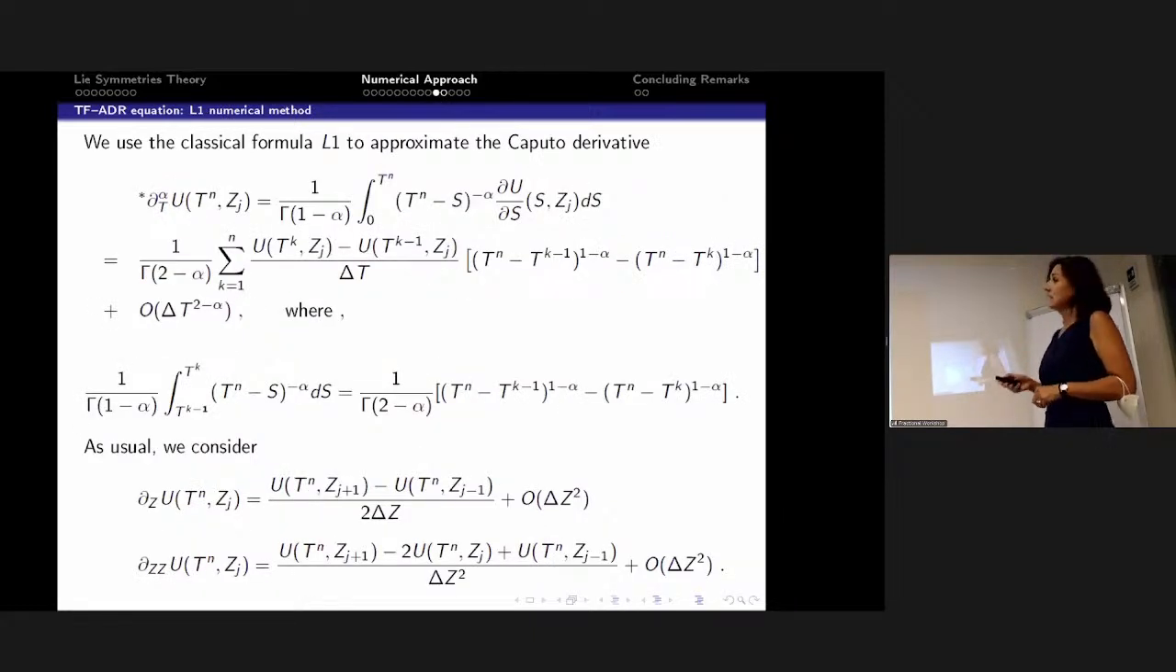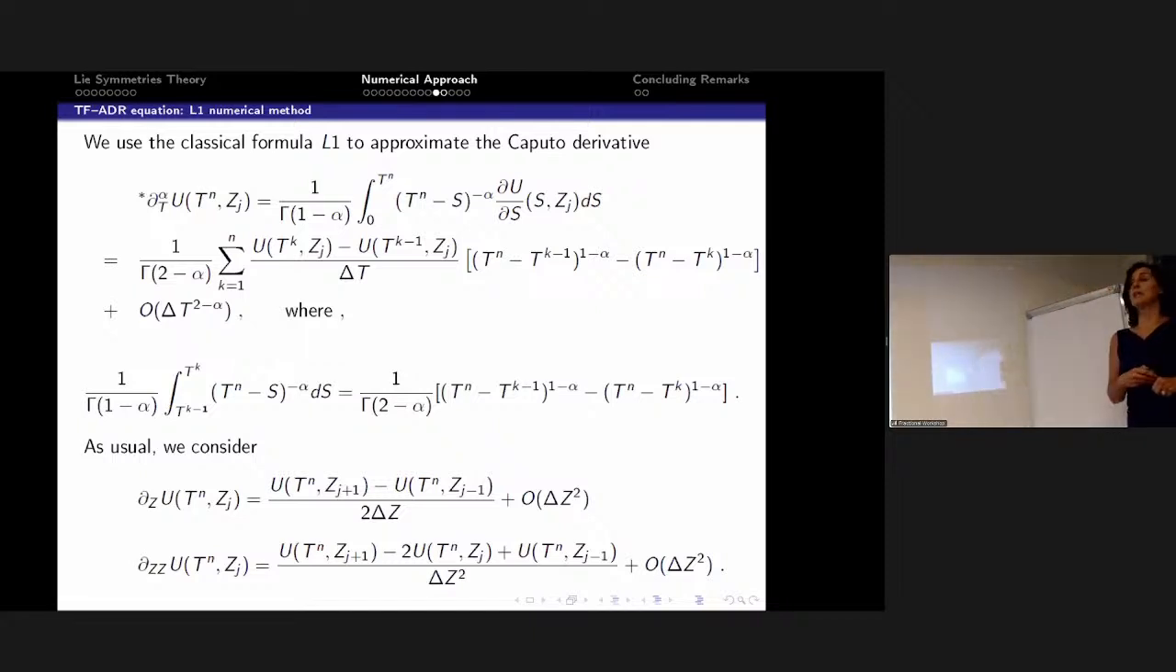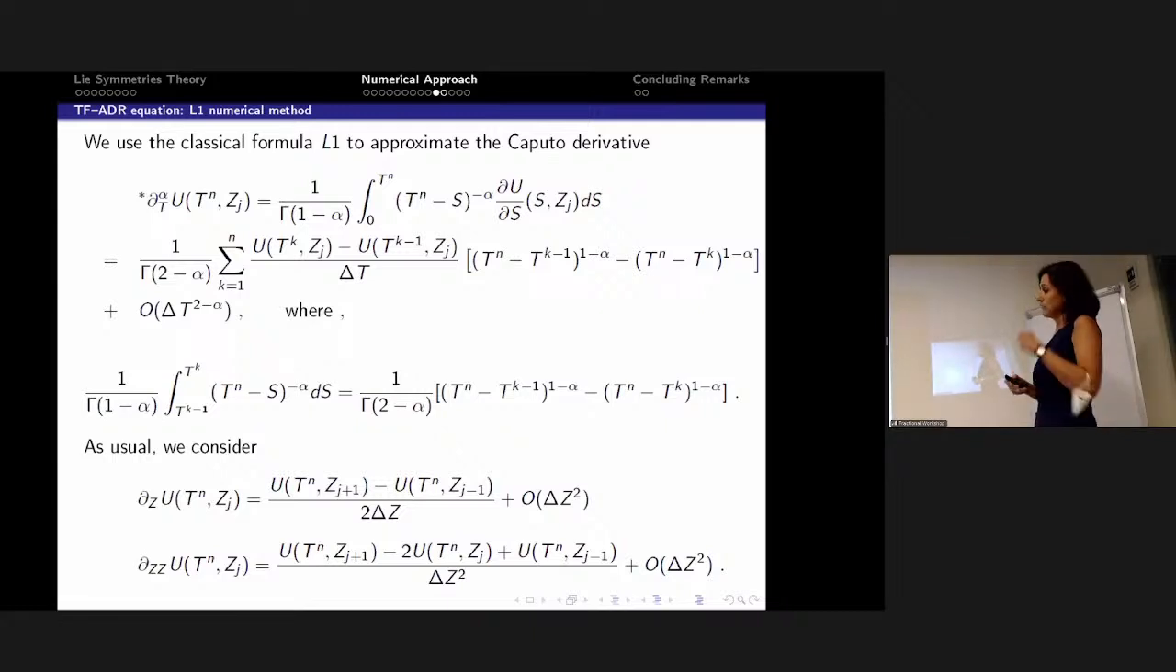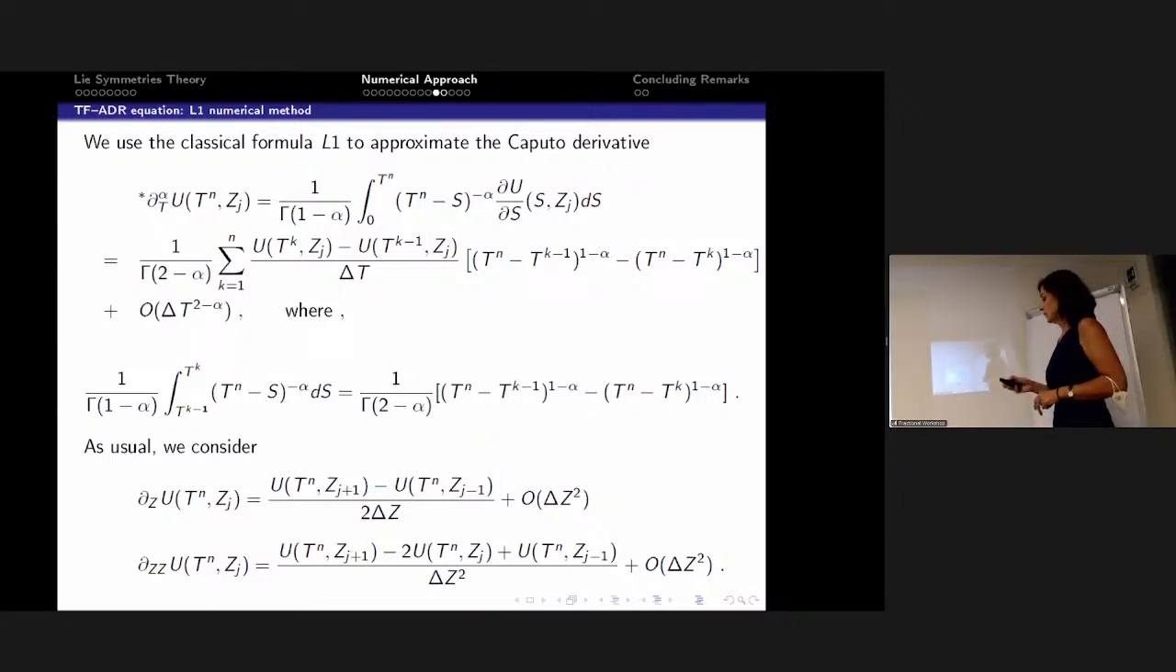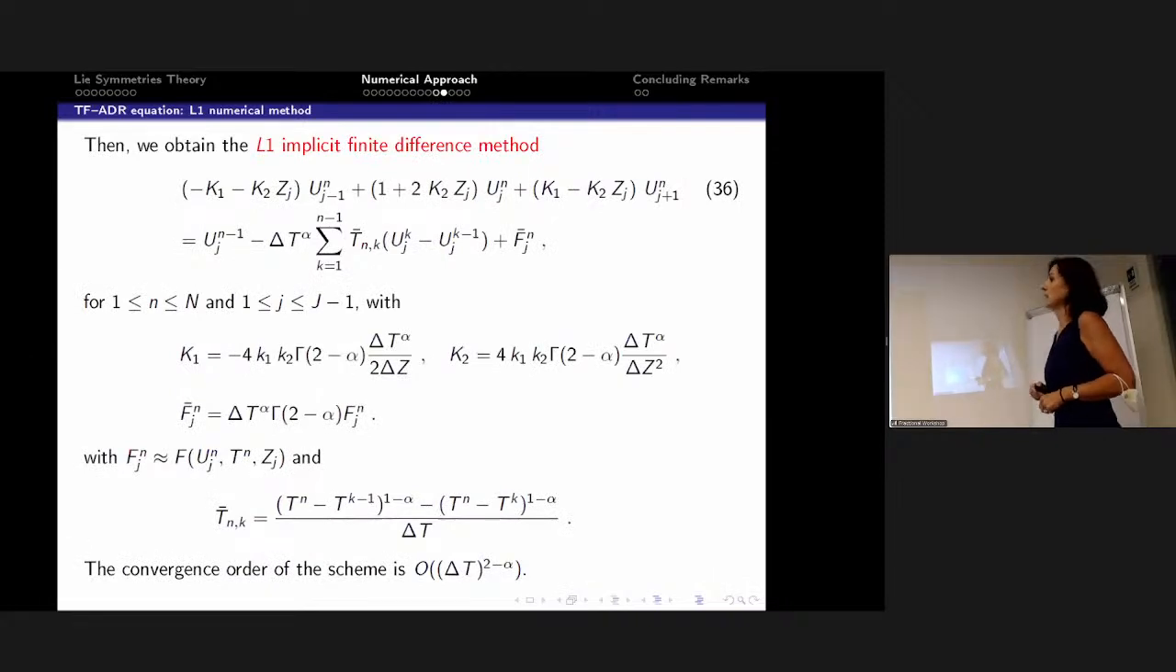In this case, we propose the classical formula L1 in order to approximate the Caputo derivative. And as usual, we consider the second order difference formula in order to approximate the first and the second derivative with respect to the space. And in this way, we obtain the classical L1 finite difference method as reported in the first case.